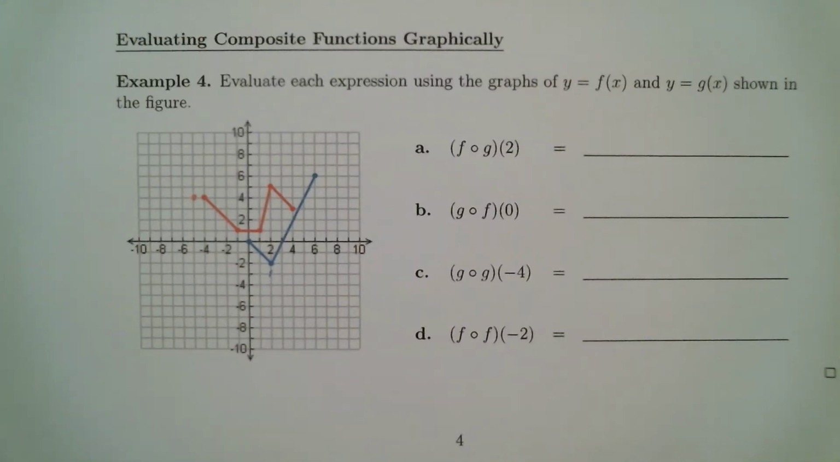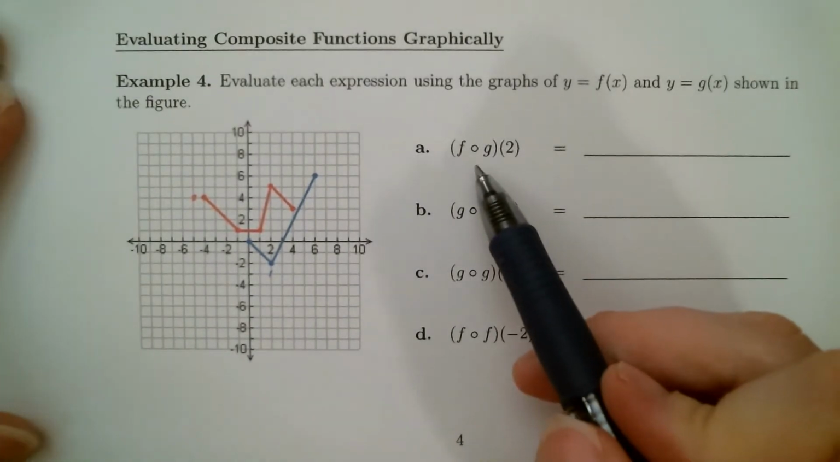In example 4, we are going to evaluate composite functions graphically. So there are going to be no formulas to go off of. Again, this is an evaluation problem, so you're plugging in a number and getting a number out. So let's talk about how to do this. You're going to have to read everything off of the graph.